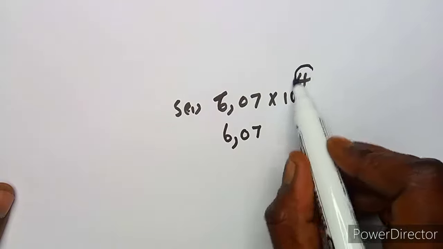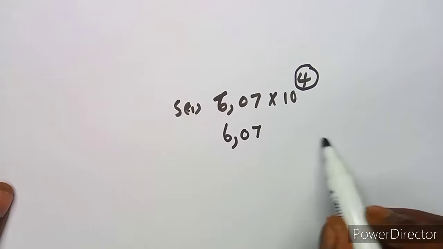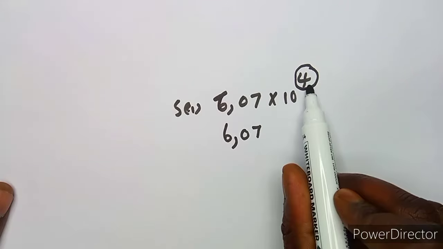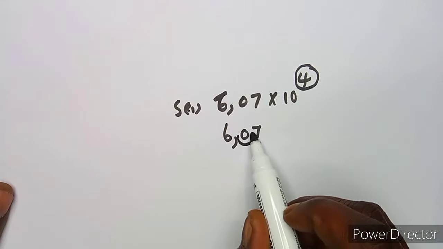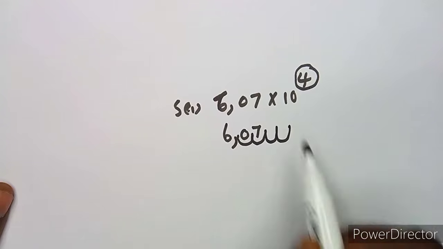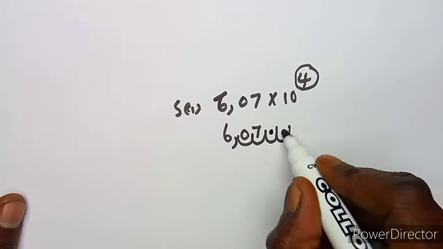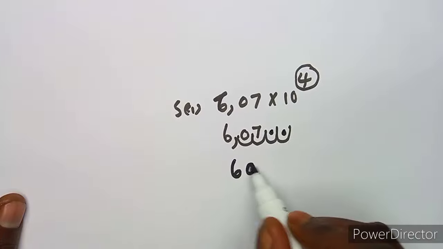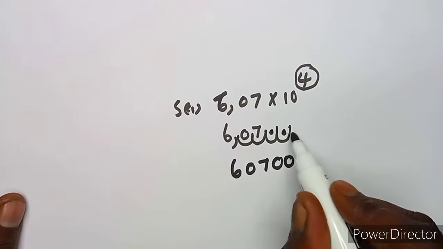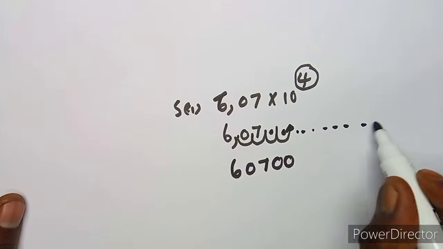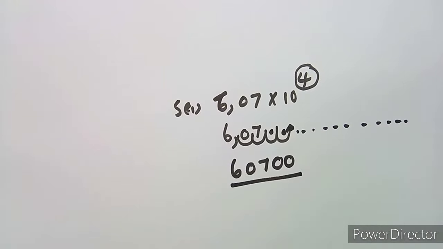As you know, if you're multiplying by a positive power, you move your comma to the right, 4 places to the right. So that's 1, 2, 3, 4. In each and every gap you have to put a 0, a 0 here, a 0 here. So your answer is going to be 60700, comma, and then 0000. All those zeros after the comma are not important. So that's what we have there.